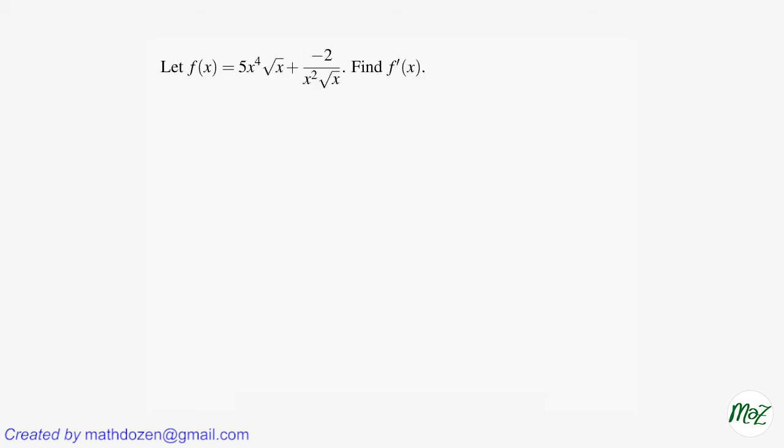Let's work on this problem. Let function f of x be 5x to the 4th times square root of x plus negative 2 over x squared times square root of x. We are going to find the derivative of this function eventually. First of all, we'll simplify this function. Square root of x is x to the 1/2 power. So the function looks like 5x to the 4th times x to the 1/2 power plus negative 2 over x squared multiplied by x to the 1/2 power.